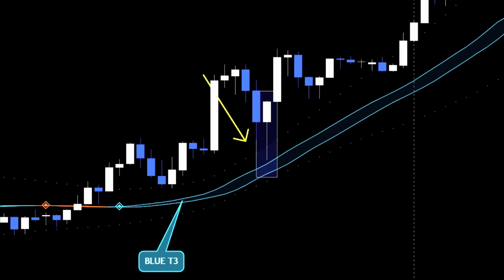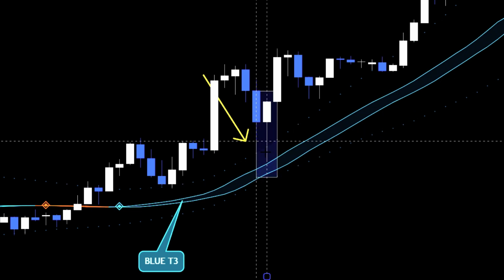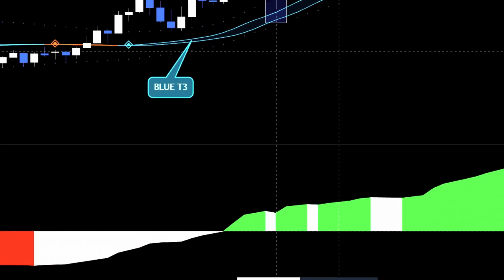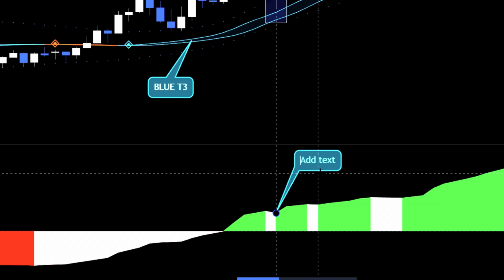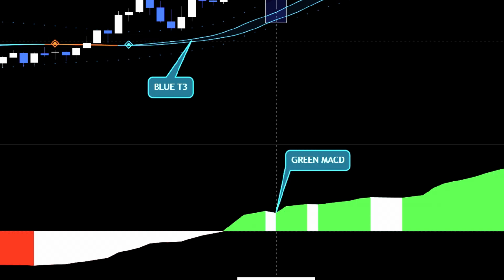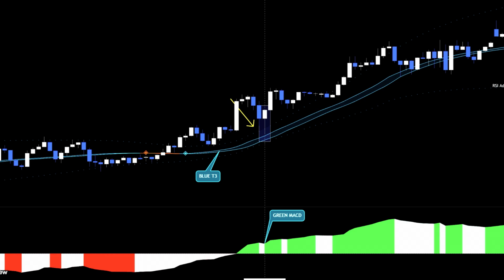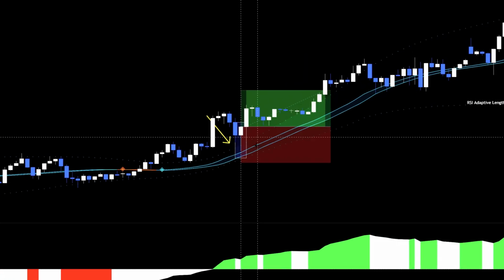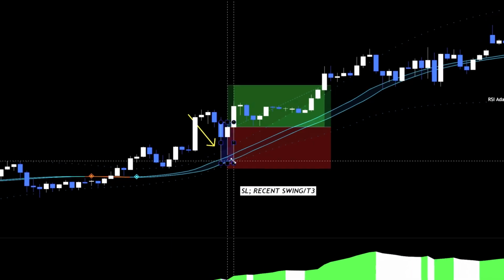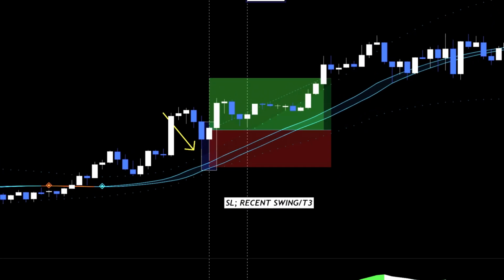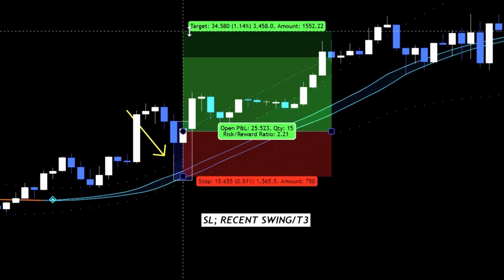But before you do anything, you ask the second question. You look down at your MACD filter. Is the area green and is it above the zero line? If the answer is yes, that's a confirmed high probability buy signal. You're buying a bounce that's also moving in the same direction as the stronger higher time frame trend. This significantly increases your odds.